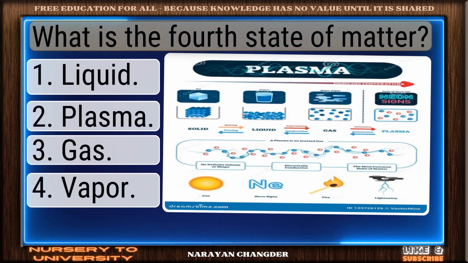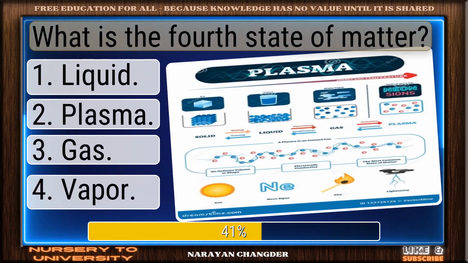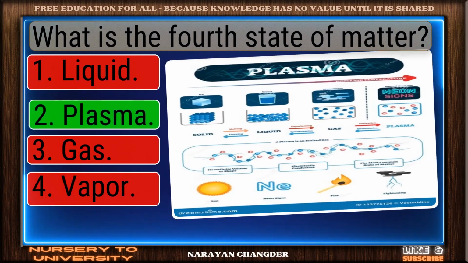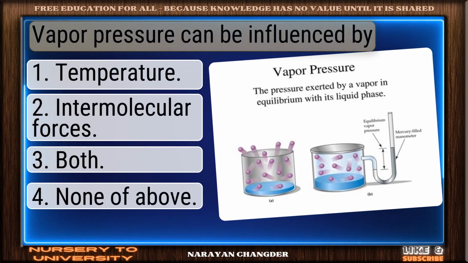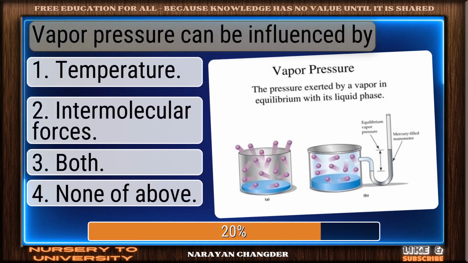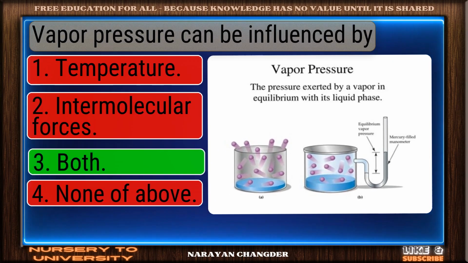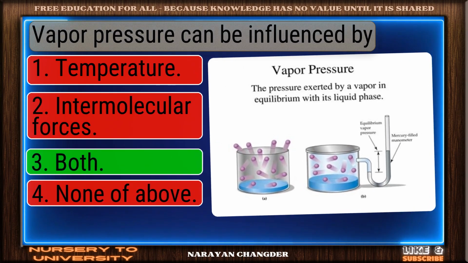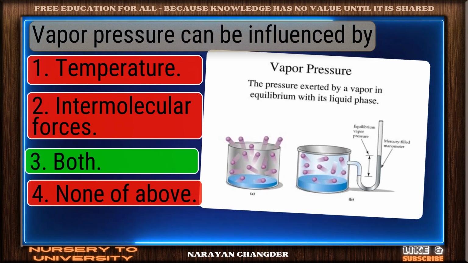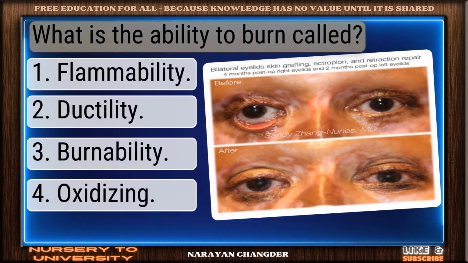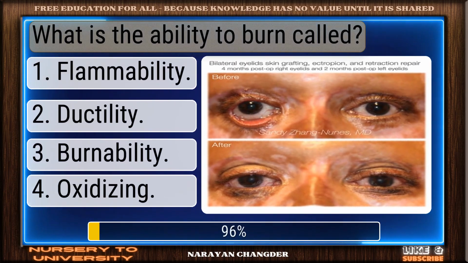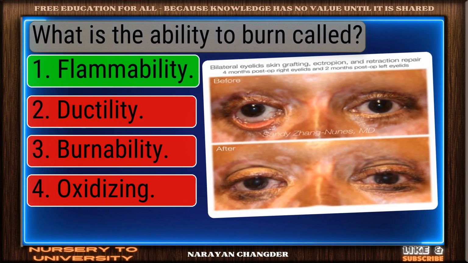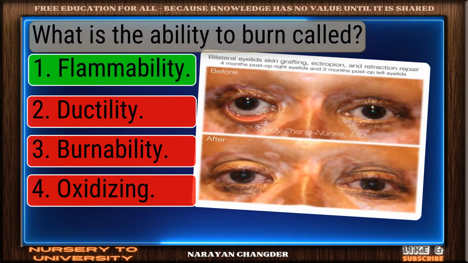What is the fourth state of matter? Excellent choice. Plasma is the right answer. Vapor pressure can be influenced by... Correct response. Both is the most accurate answer. What is the ability to burn called? Smart pick. Flammability is the correct choice.